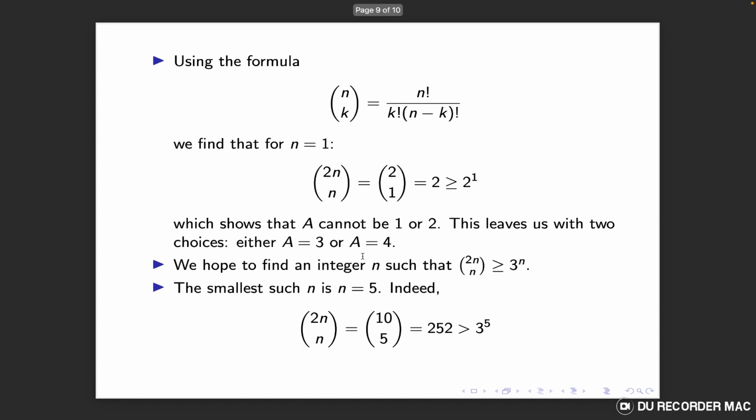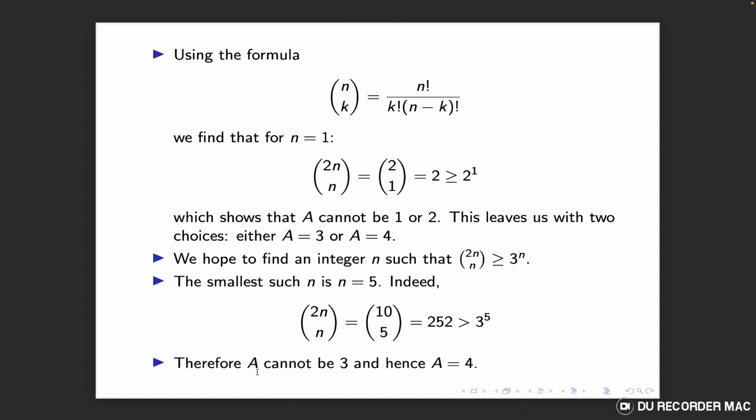So we try a couple of numbers, again just using this formula. Remember that n factorial is the product of all numbers from 1 up to n. This is the computation for n equals 1. Now we can compute this expression for n equals 2, n equals 3, n equals 4, n equals 5, and we will see that for n equals 5, 2n choose n will be 10 choose 5, which is 252, and this is greater than 3 to the power 5. So essentially, we showed that this inequality right here, 2n choose n is greater or equal than 3 to the power n, holds for some n. So therefore, 3 cannot be an upper bound for every n.